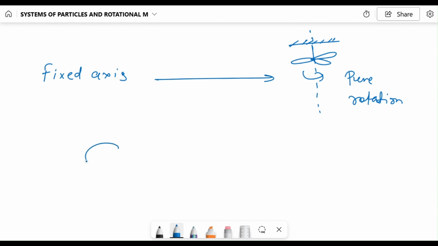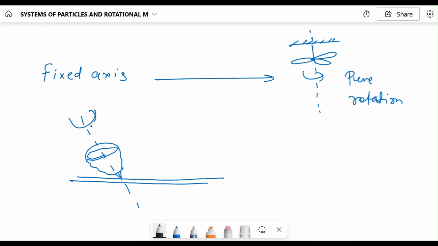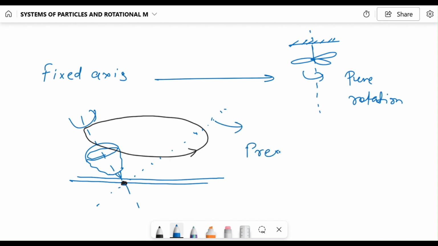Now, what about this top? Let's say we have a top here, and this top is rotating about this axis, and this axis itself is rotating about this point in this particular circle. Such a motion of axis, we call precession.